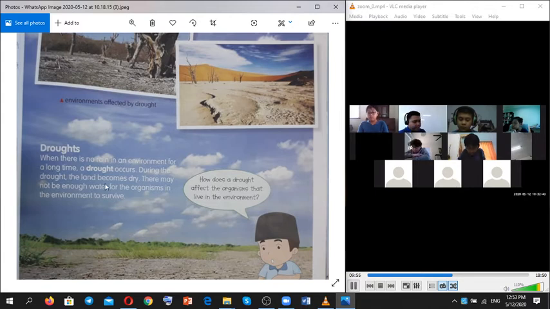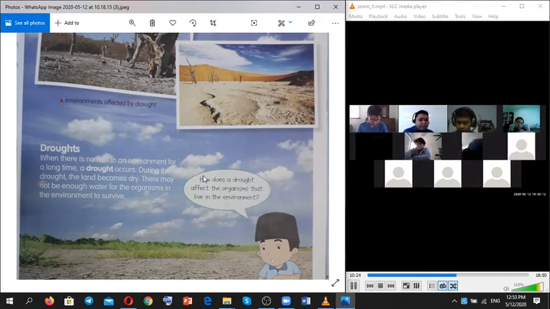Droughts. When there is no rain in an environment for a long time, a drought occurs. During a drought, the land becomes dry. There may not be enough water for the organisms in the environment to survive. Okay, class, so drought is the opposite of flood, right? If flood has too much water, drought has no water at all.